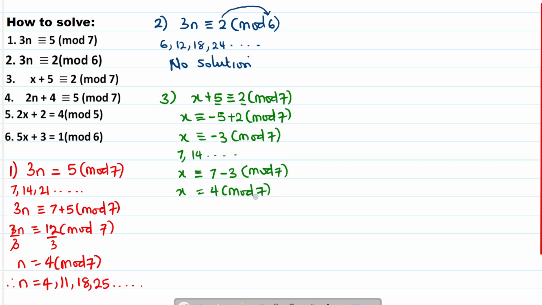Again, other possible solutions will be 11, 18 and so on, just like we have in the first example.